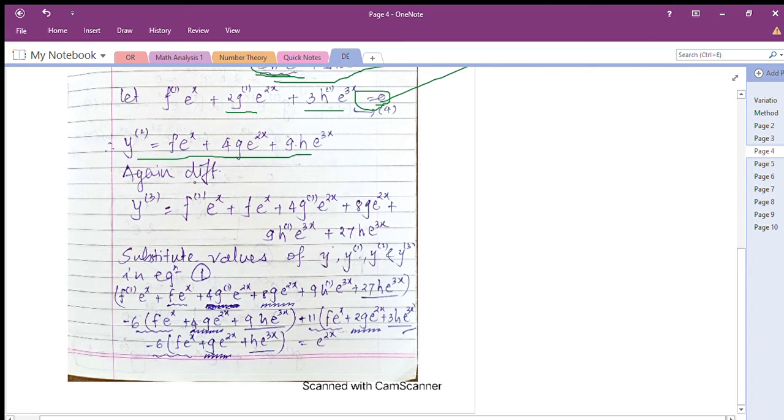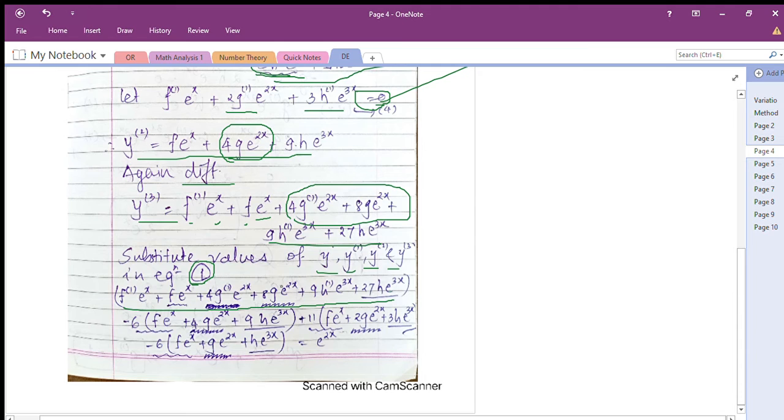Again differentiate, you will get y3: f1 derivative e raised to x as it is, f as it is, and the derivative of e raised to x something like this. So again differentiate for g e raised to 2x, that will give you this much. And so you will have the values of y, y1, y2 and y3. Substitute in the given equation number 1, that means our main question. So after putting all those values, you will have something like this.